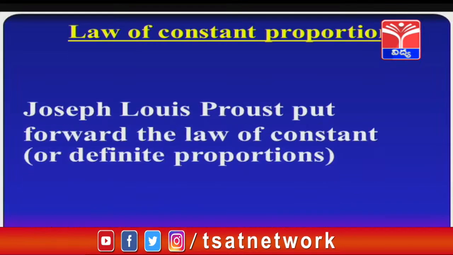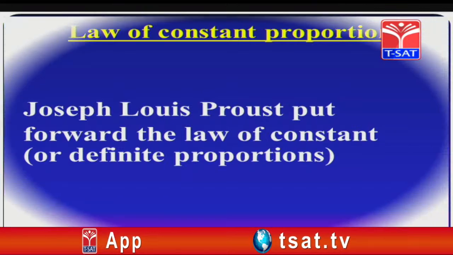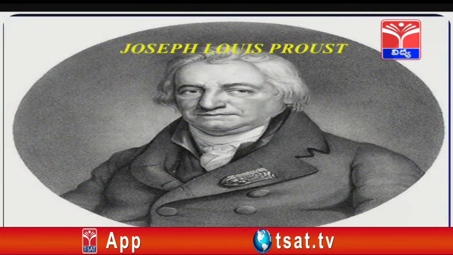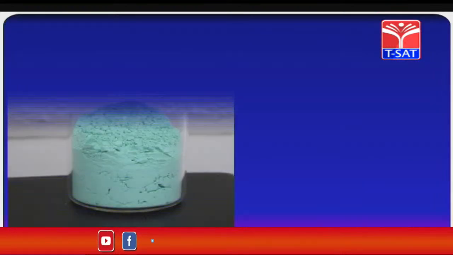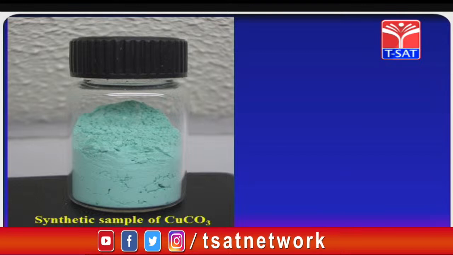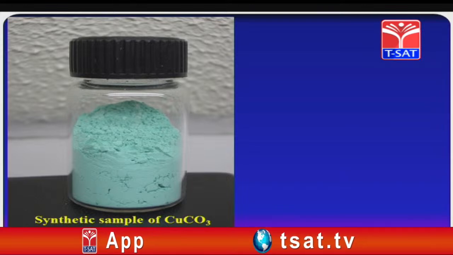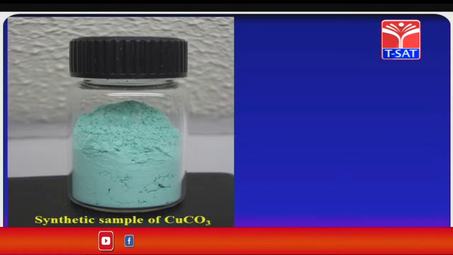Children, let us come to the next law, the law of constant proportion. This was proposed by Joseph Louis Proust. He is Mr. Joseph Louis Proust. He proposed the law of definite proportions. He took a synthetic sample of copper carbonate and he found the weight of copper, carbon and oxygen separately in this synthetically prepared copper carbonate.